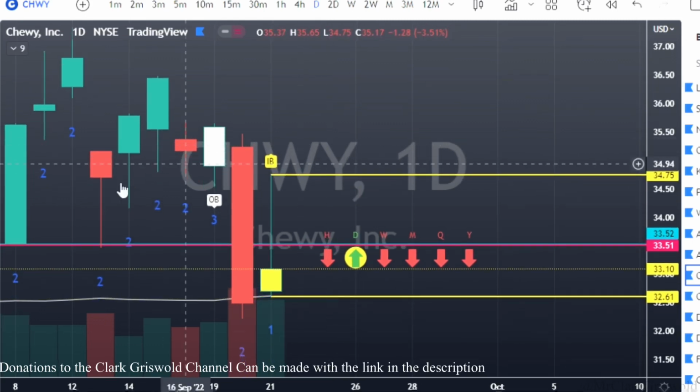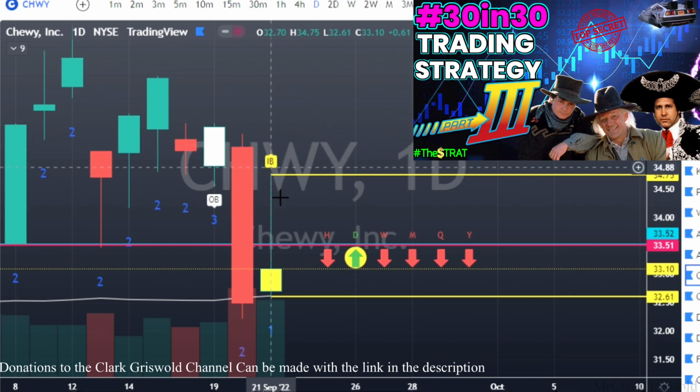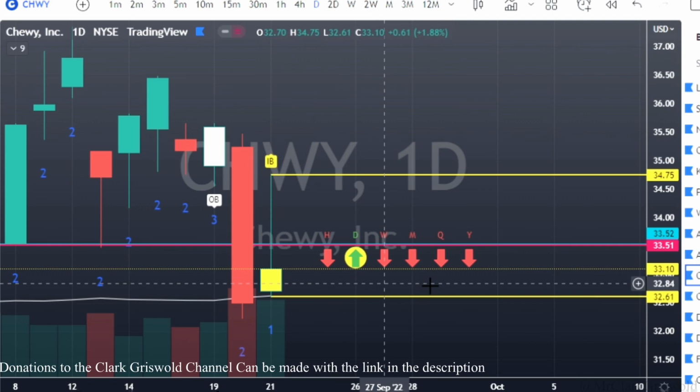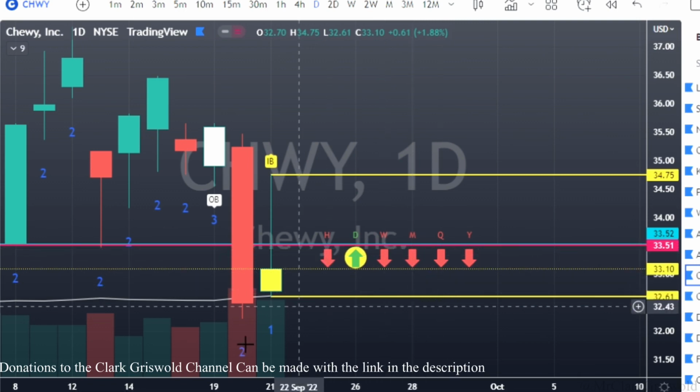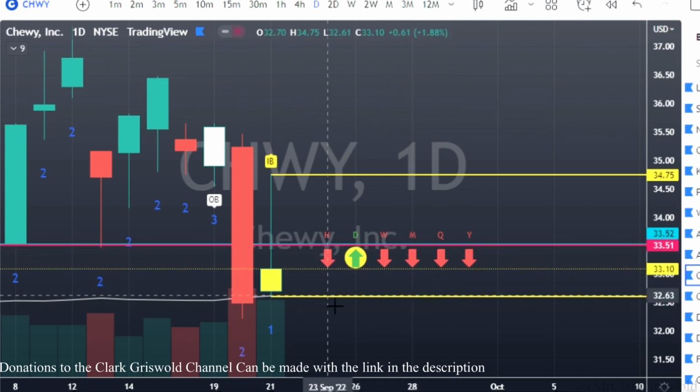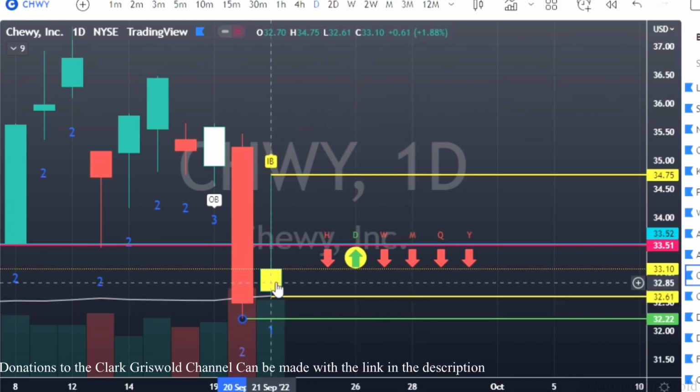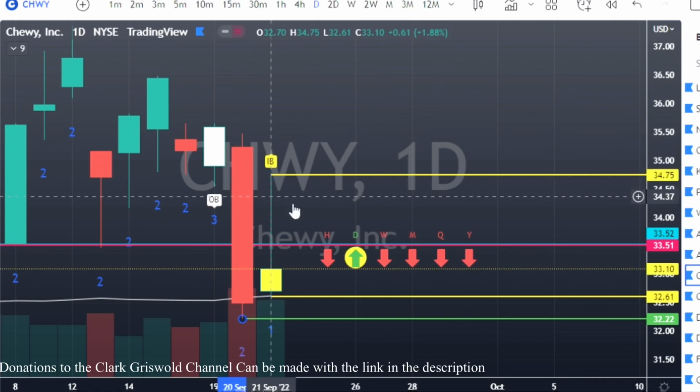Okay, so Chewy has an inside bar with an inverse hammer or a shooter candle, and again, we break to the low, and this is full time frame down, and look out. So Chewy with the inside bar. Let's talk about the inside bar. So if you're new, I'm sure you don't know much about inside bars. I will explain them to you.